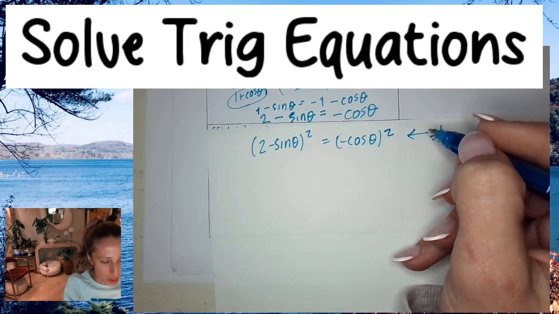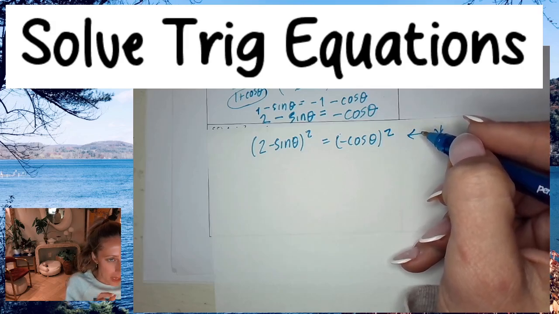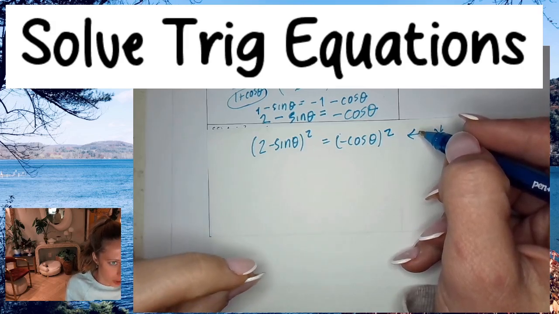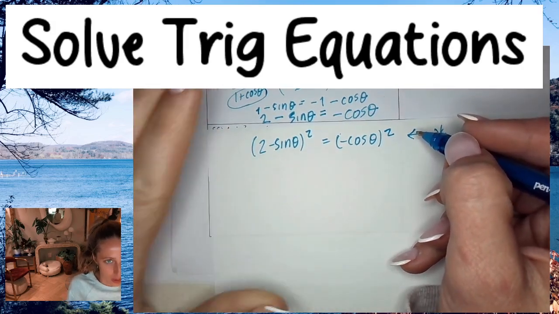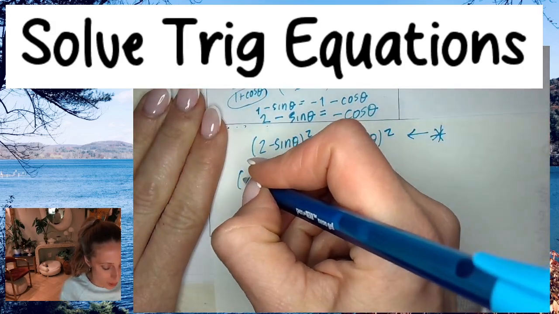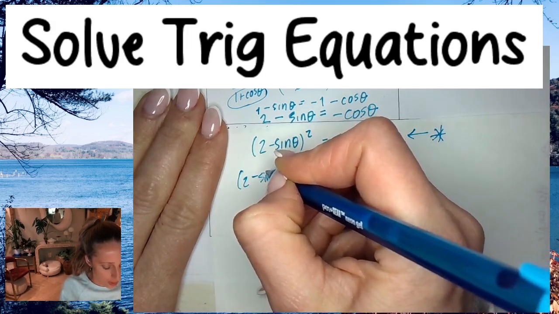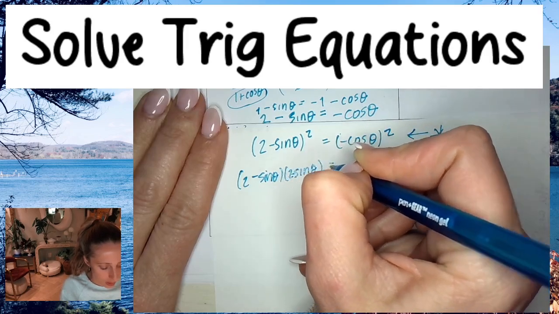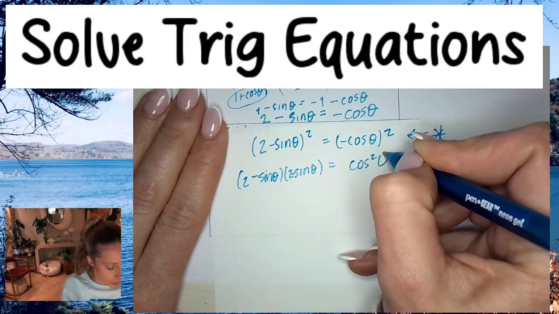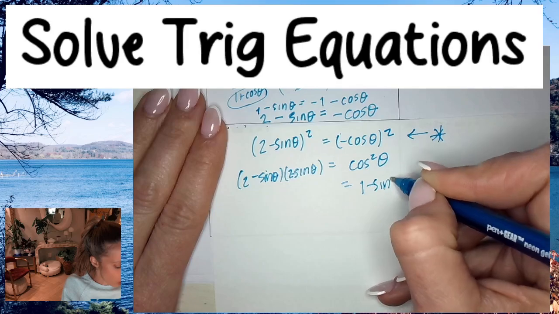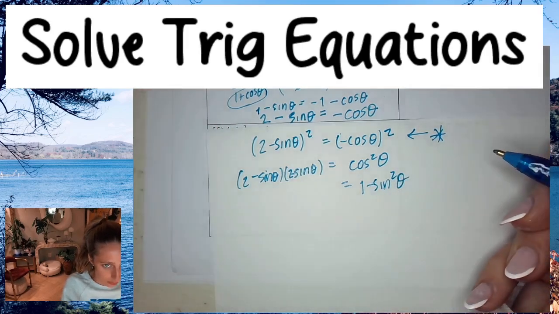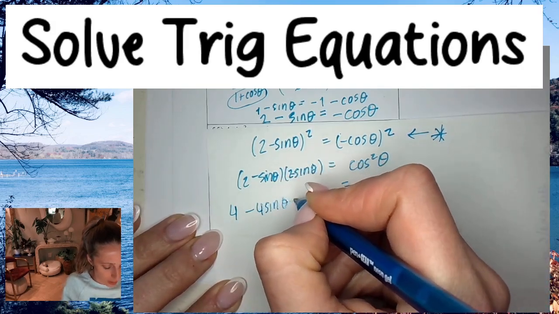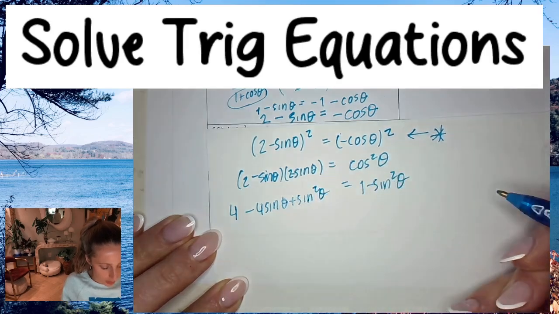That's something from algebra. Okay? Anytime you square both sides, you have to remember to check for extraneous solutions because squaring both sides does something to manipulate our equation and messes some stuff up sometimes. So 2 minus sine theta, 2 minus sine theta equals, that's just going to become cosine squared theta. Cosine squared will become 1 minus sine squared theta. Okay? So I'll have all sines. FOIL, I got 4 minus 4 sine theta plus sine squared theta.